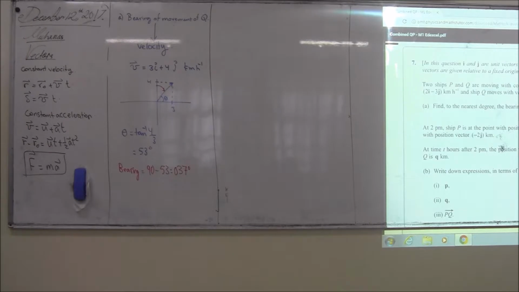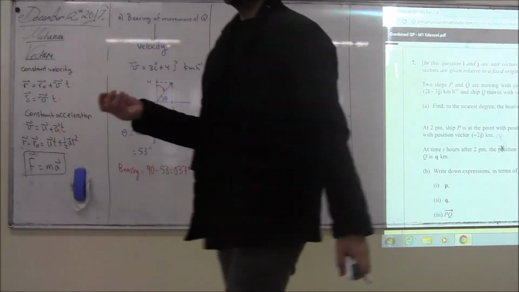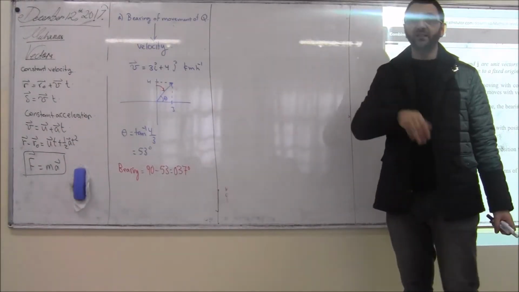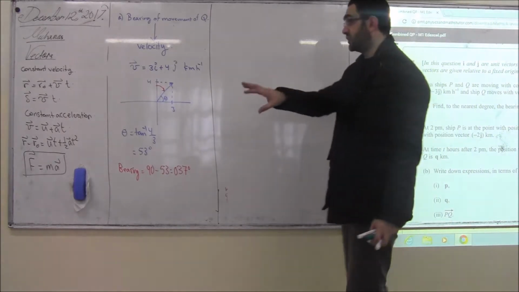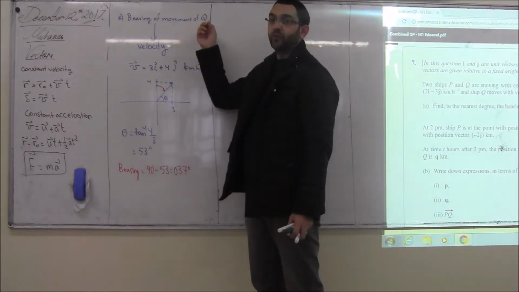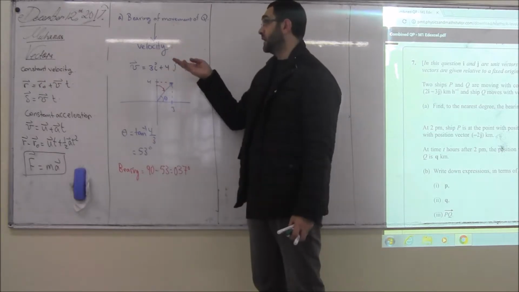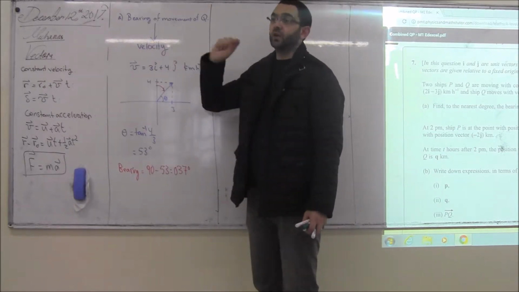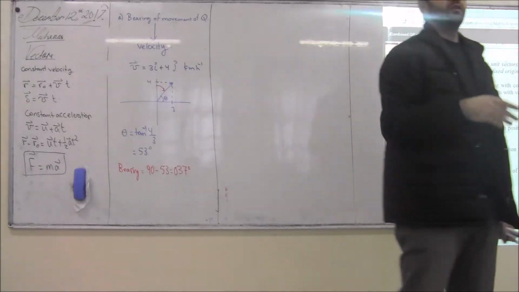Yes, what is your question? Ustaz, bearing of movement of Q, isn't it displacement? No. Movement is represented by which vector? Velocity. Yes, the final position will change as a result of the velocity, but if you're asked about the bearing of moving something, we are asked about the bearing of the velocity. Clear? Any question about this point?